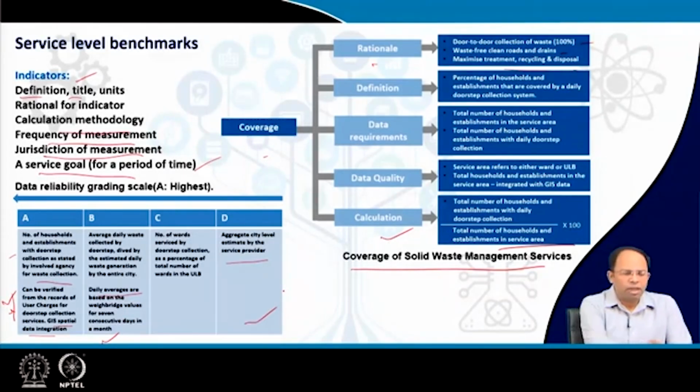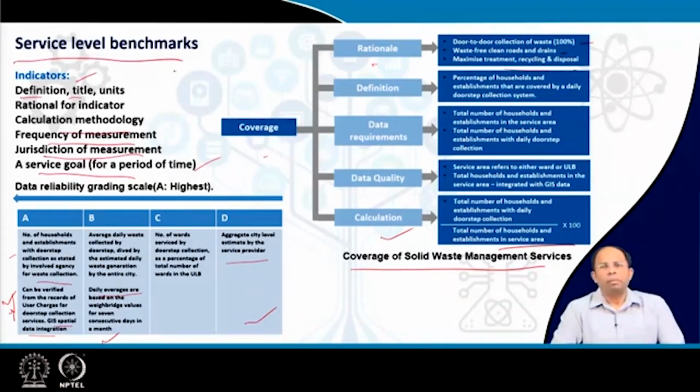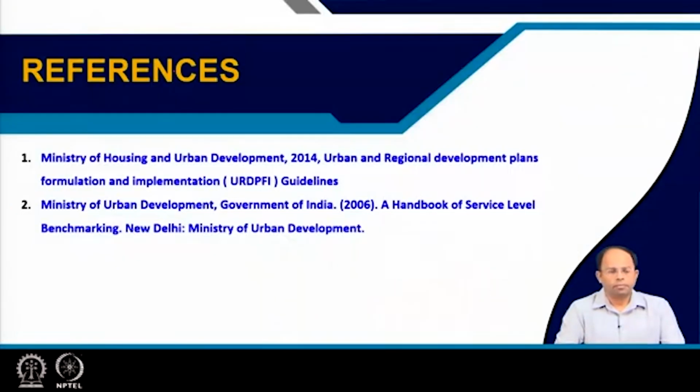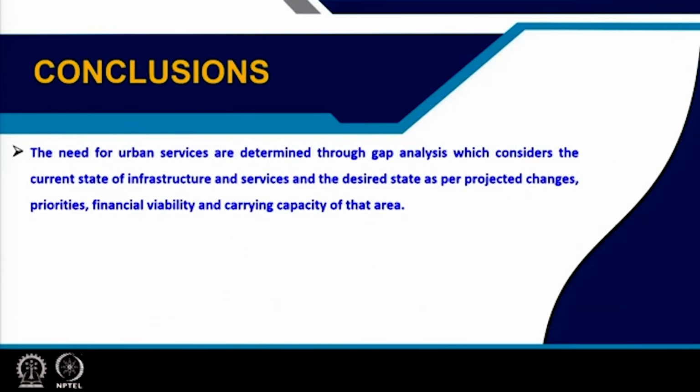So service level benchmarks also help us in framing the service level gaps, or help us to conduct a gap analysis for an urban area. These are some of the references you can use. And to conclude, the need for urban services is determined through gap analysis, which considers the current state of infrastructure and services and the desired state as per projected changes, priorities, financial viability and carrying capacity of that area. Thank you.